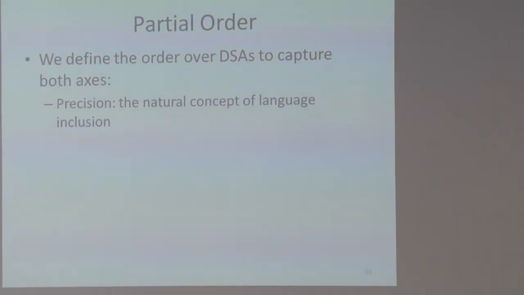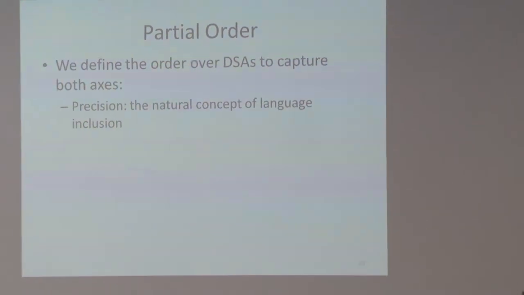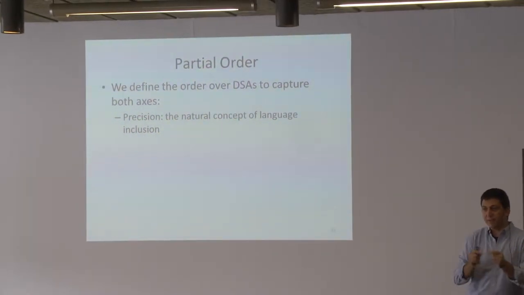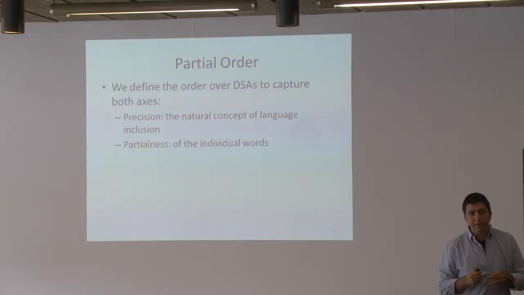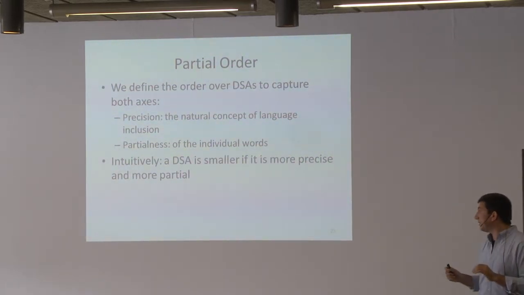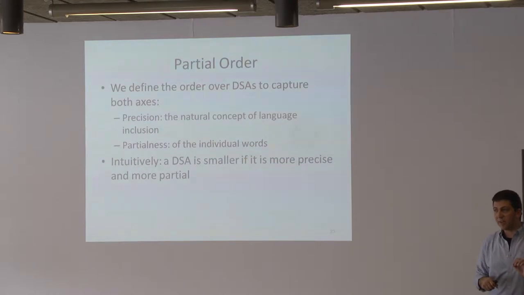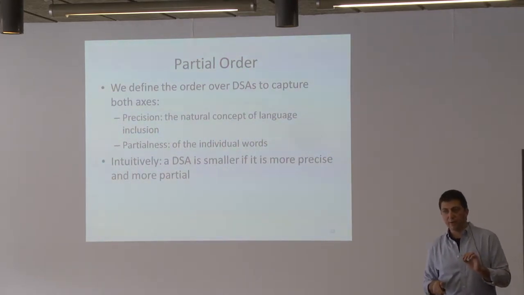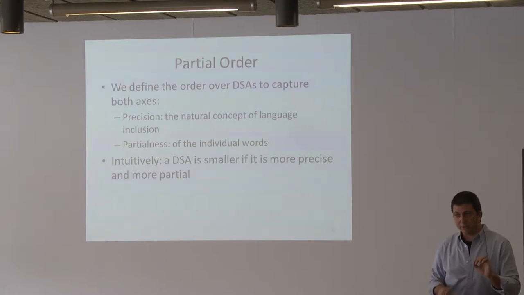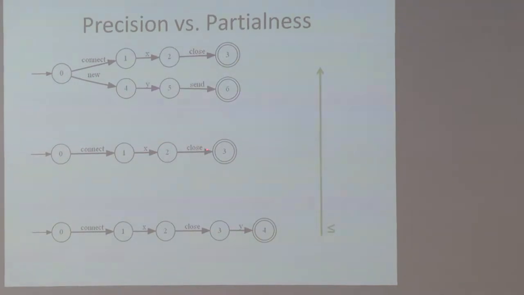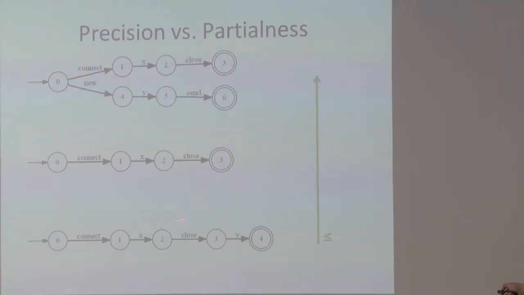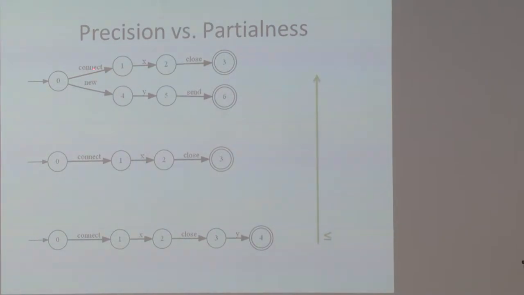The partial order is interesting because there are actually two dimensions here, which is kind of unusual. You have one dimension that is precision, and precision is the natural concept of language inclusion. So if I add a loop or something, that's going to contain all strings up to that. And there's a new notion of partialness here for the individual words. Intuitively, the idea is that something is smaller if it is more precise and more partial, which is kind of confusing, at least for me. I'm going to show you an example. So I have this guy here in the middle. This is connect X close. And I'm asking you, is this smaller than the guy here on top? And if so, why?